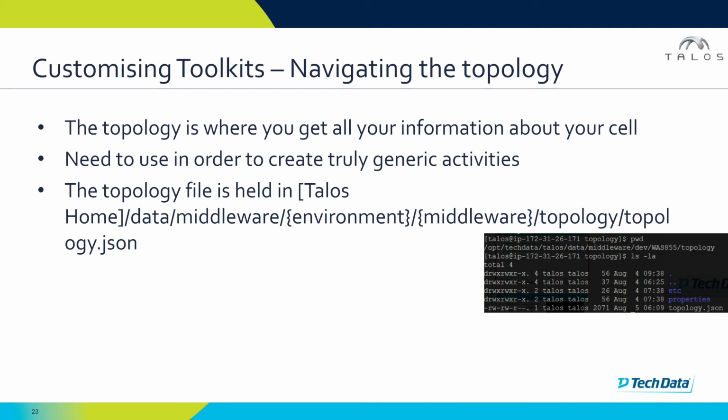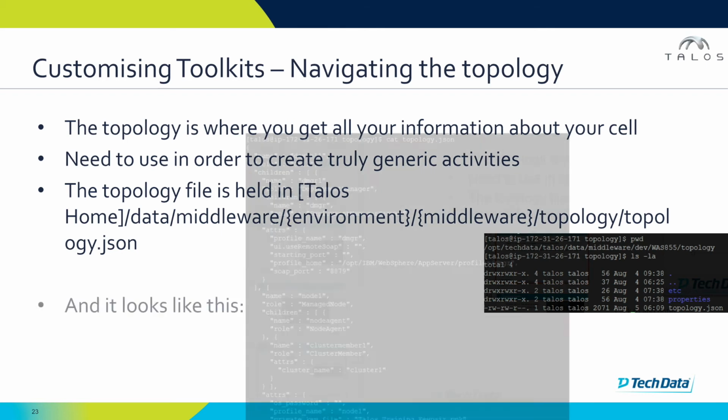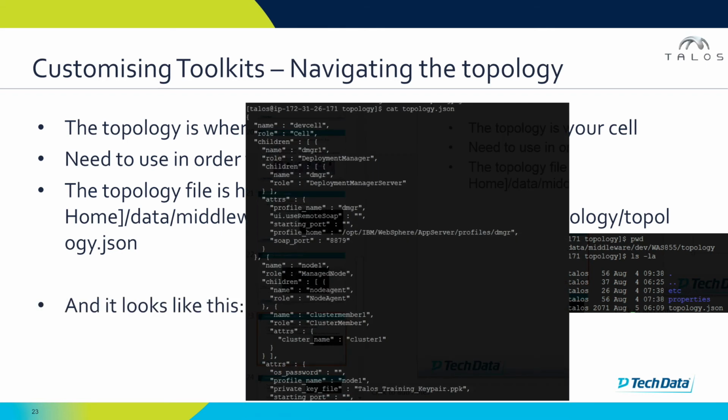The topology file is held in the data directory of Talos under middleware, and then there's a topology directory underneath your unique environment middleware combination. And the file is called topology.json. And it looks like this.